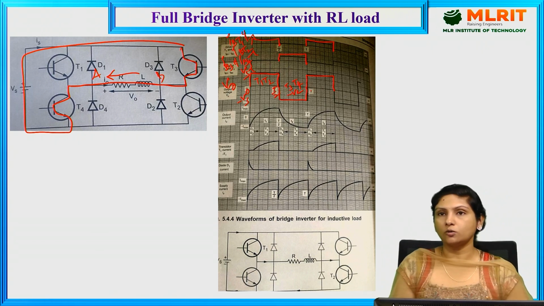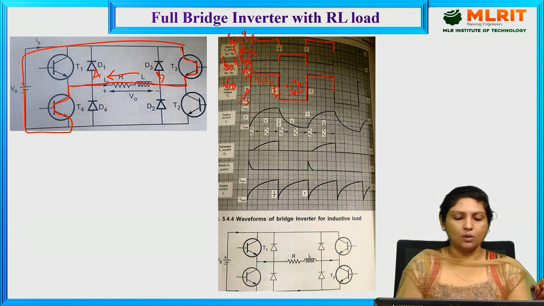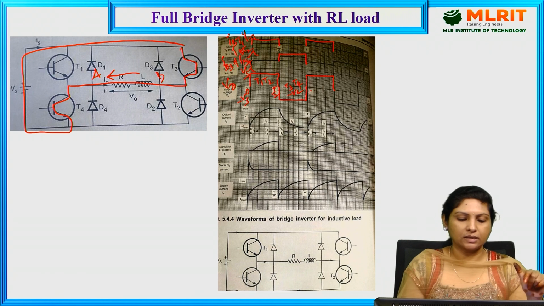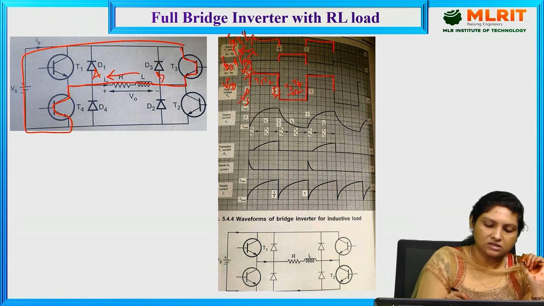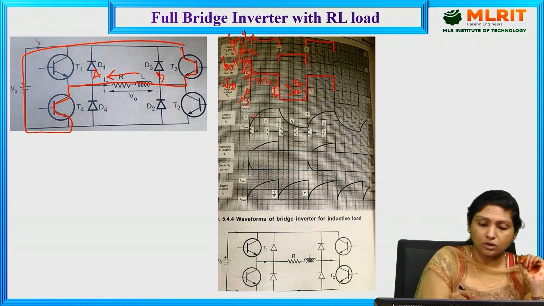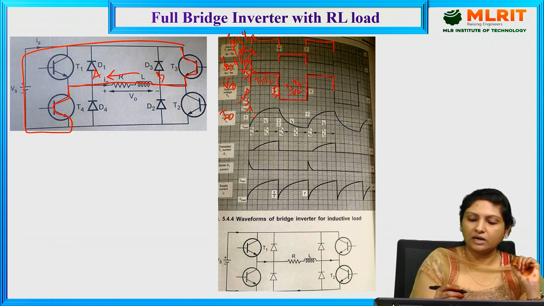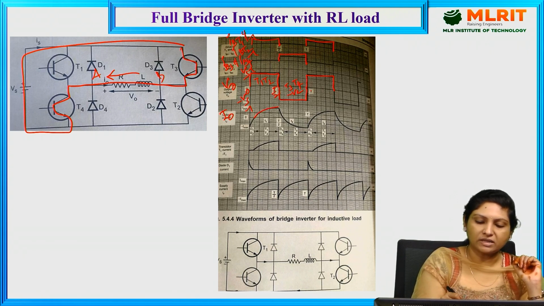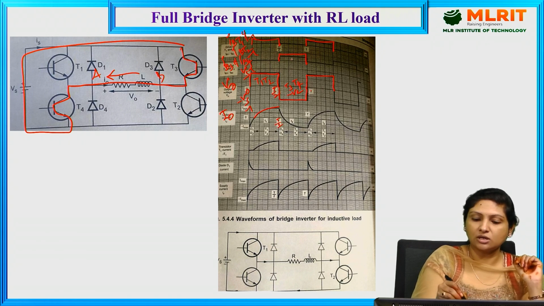Talking about the output current waveform, when transistor 1 and 2 are conducting, because of the presence of the inductor, current builds at a slow rate. So it becomes maximum at this instant, T by 2. And the moment it reaches T by 2, there is already base drive waiting in order to trigger transistor 3 and 4.